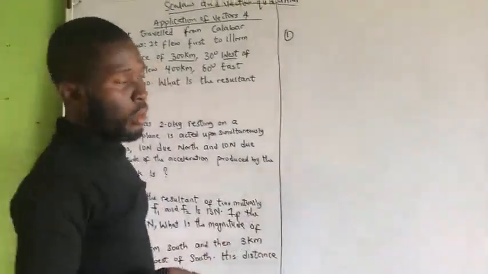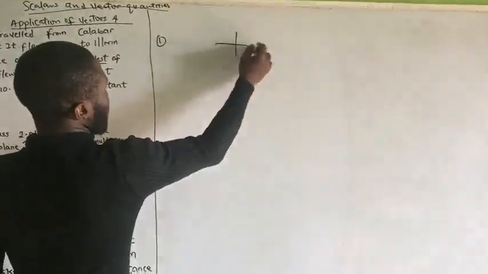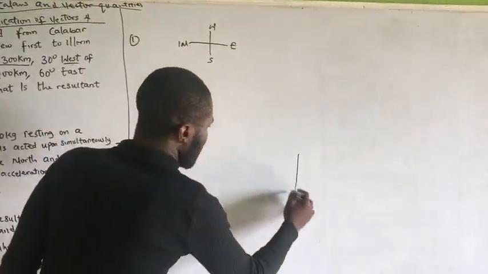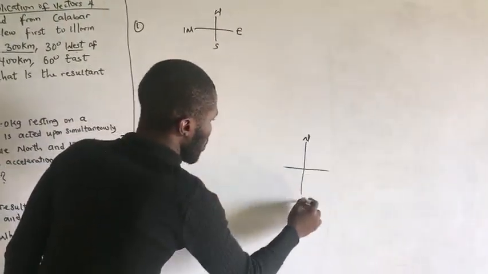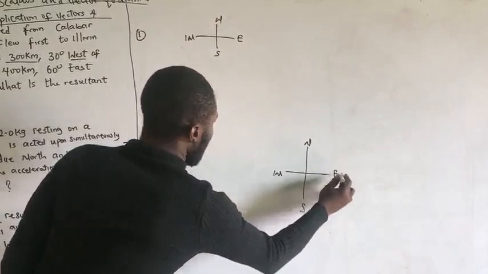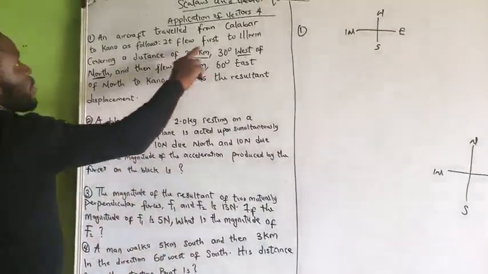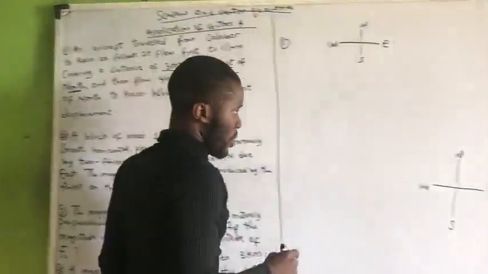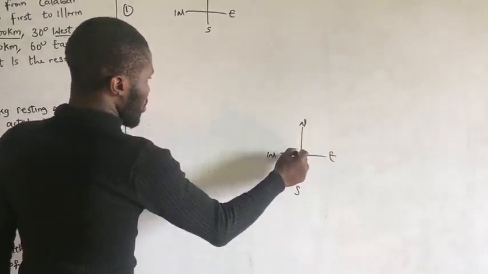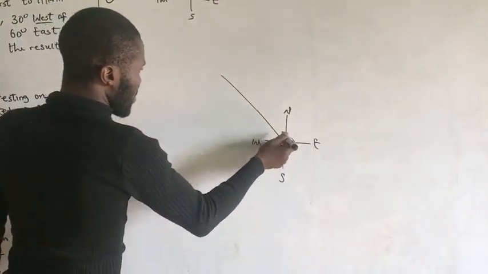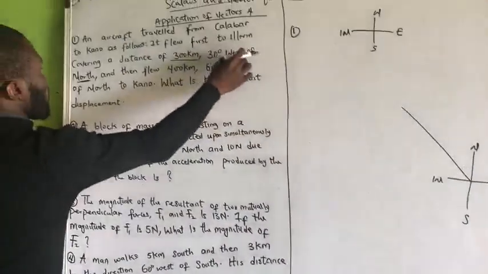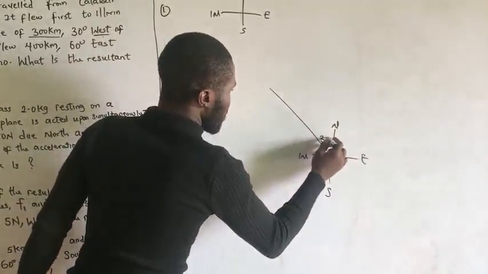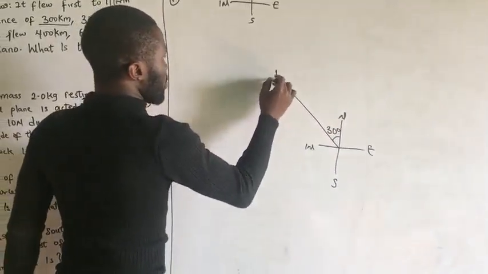Now this is a question on bearing. The first thing we do is draw our cardinal points: north, south, west, east. We are told that it flew first to Ilorin, covering a distance of 300 km, 30 degrees west of north. Now when we say west of north, it means the 30 degrees will be on the north. So this 30 degrees.